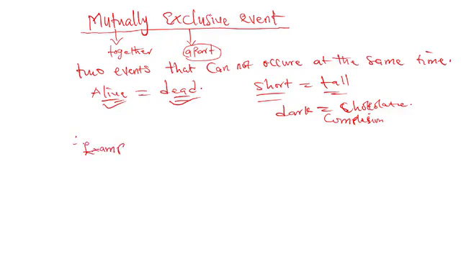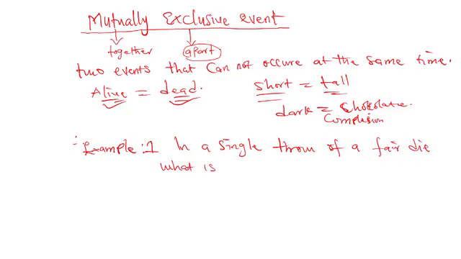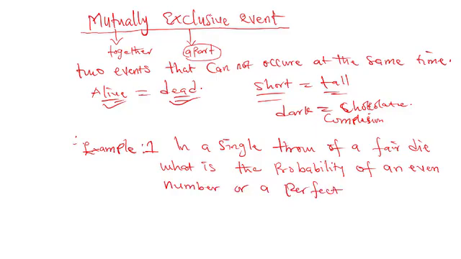Example 1. In a single throw of a fair die, what is the probability of an even number or a perfect square showing up? Now, in probability, the word or simply means plus, and the word and simply means multiplication.